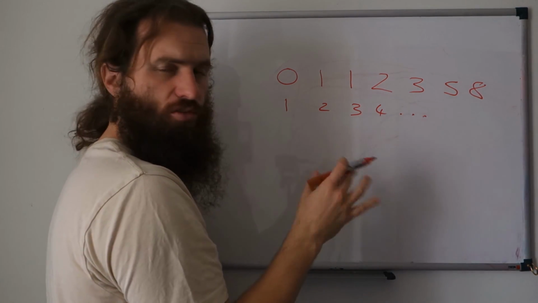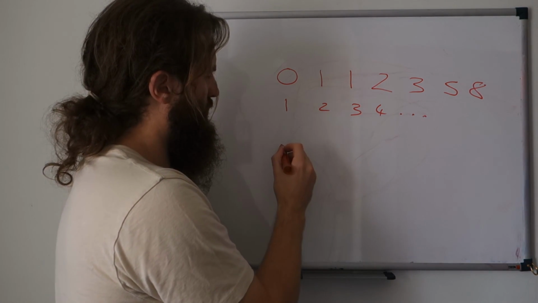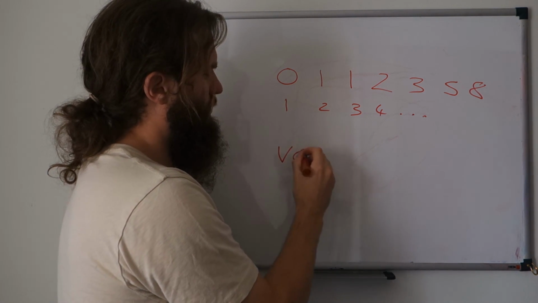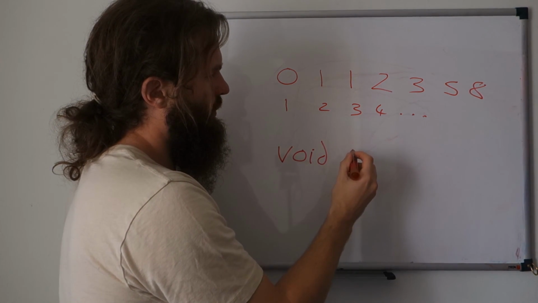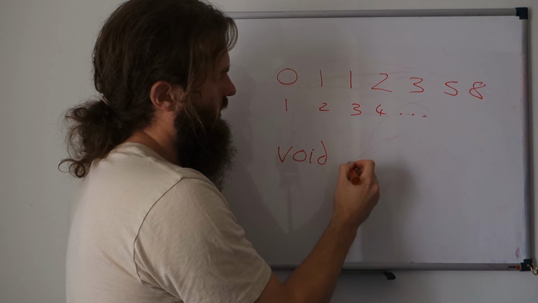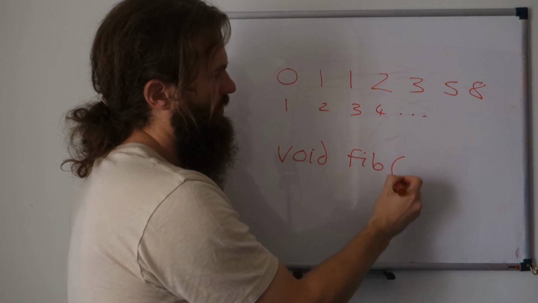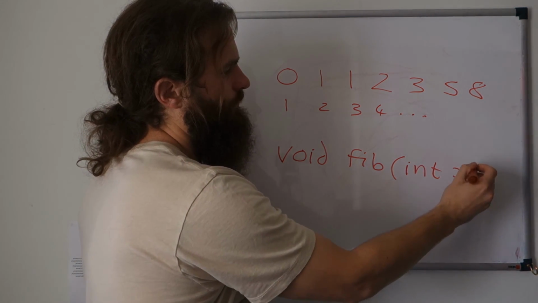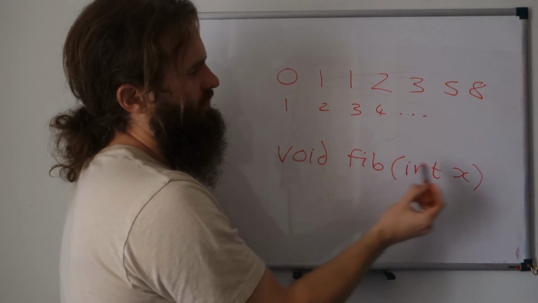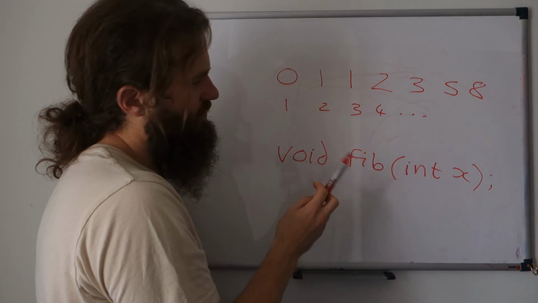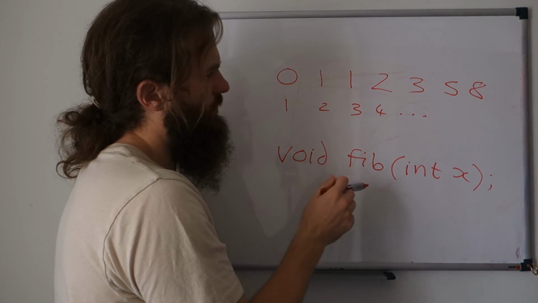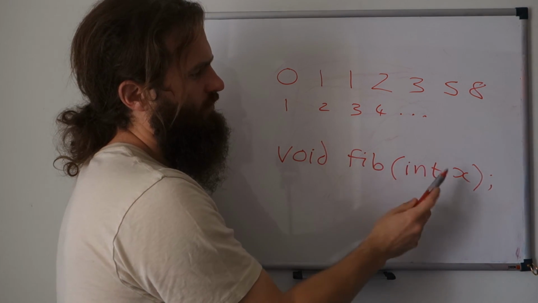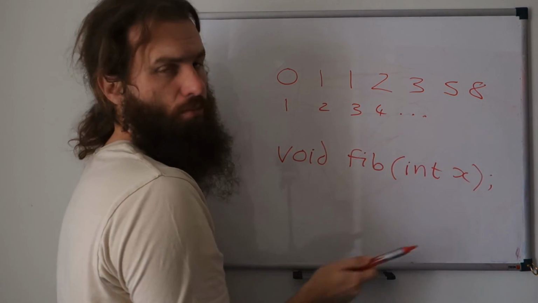So the function prototype is going to look like this. It's actually going to be void, it doesn't return anything. And it's going to be called fib, and we pass in an int called x, and that x will correspond to the index, and your job is to define the function fib that prints out the first x Fibonacci numbers.